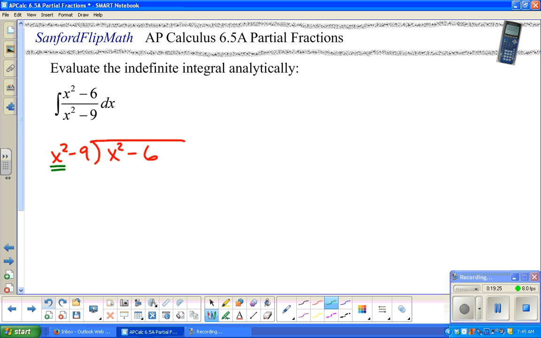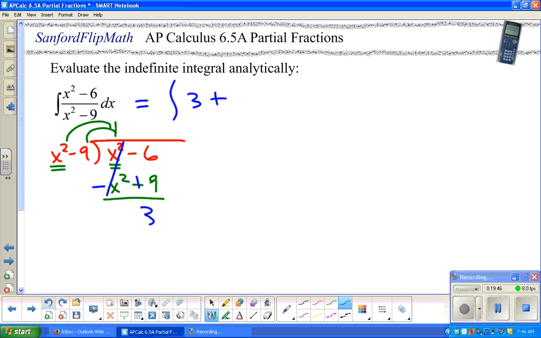Okay. Looking at the first term, x squared times what is x squared? 1. Distribute, so 1 times x squared, 1 times 9, so x squared minus 9. And then remember you have to subtract, so I'm going to change both signs, and this is 3. So that means this is really equal to the answer from the division, 1, plus the remainder over what you were dividing by. So I just made a replacement for that.